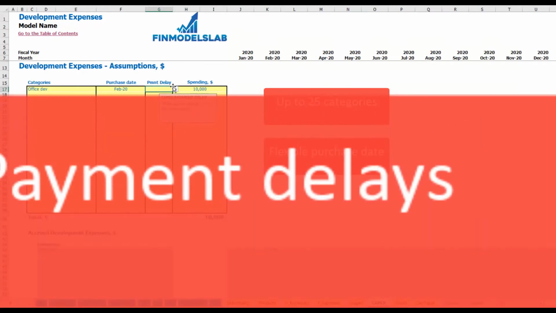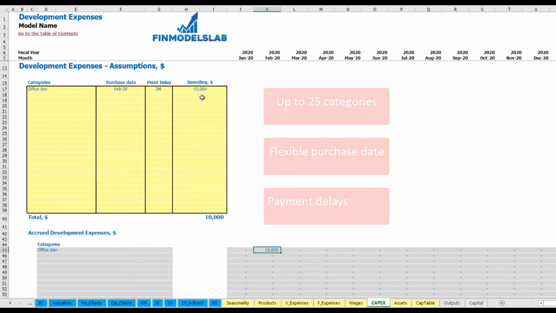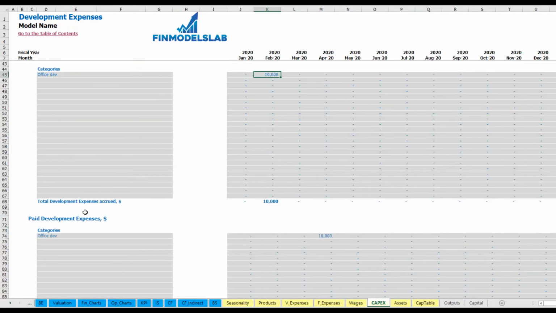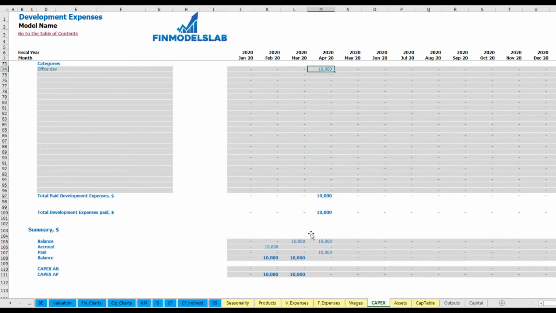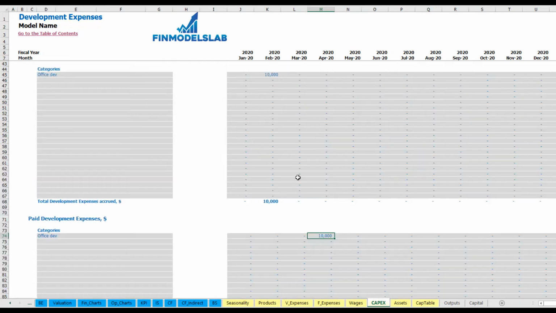And you also can input a payment delay. What does it mean? Let me set up 2 months, for example. It means that this amount will be accrued in February because the purchase date is February, but paid development expenses will be in April 20 for this office development. And you will have some balance of CAPEX accounts payable for 2 months.